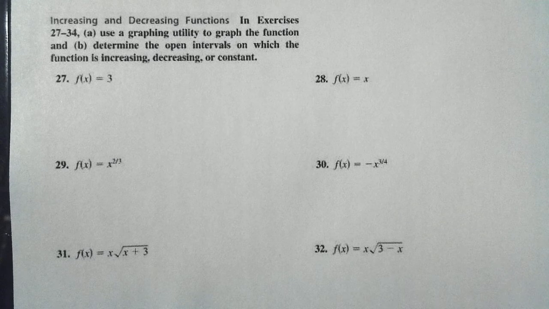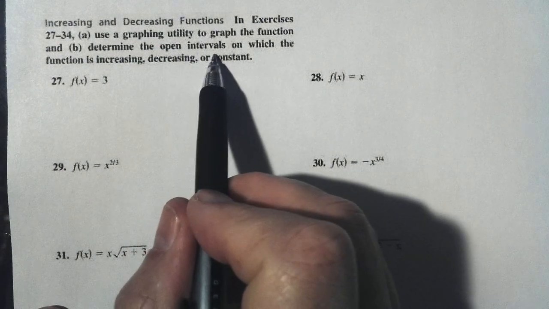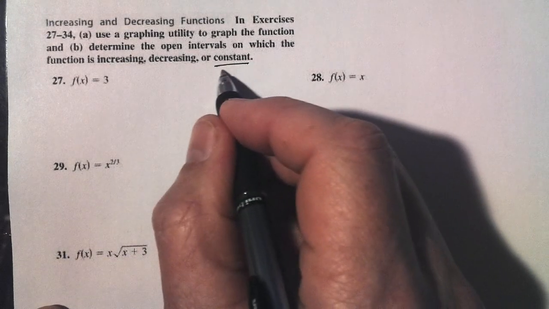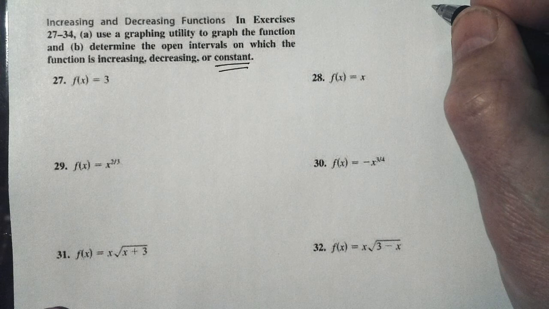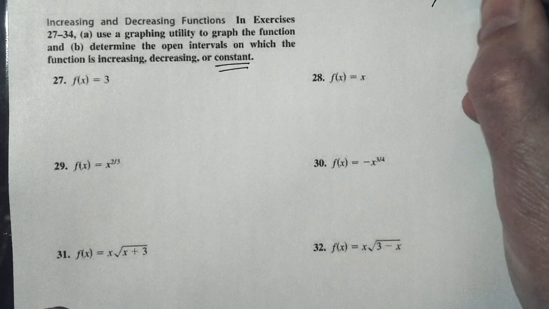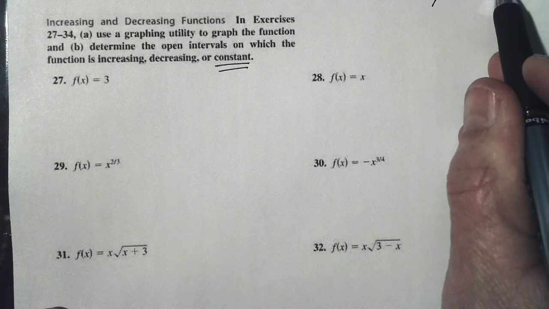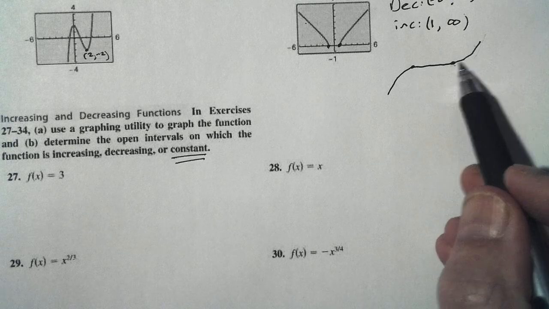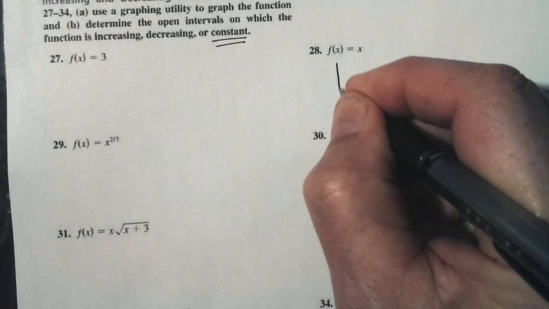Good news. The next section is exactly the same without the graph, and they're going to let us use our graphing calculators. Determine on open intervals which of the functions is increasing, decreasing, constant is added to this. So if I have a function that comes up, goes straight across, then goes up, it might be increasing, constant, increasing.